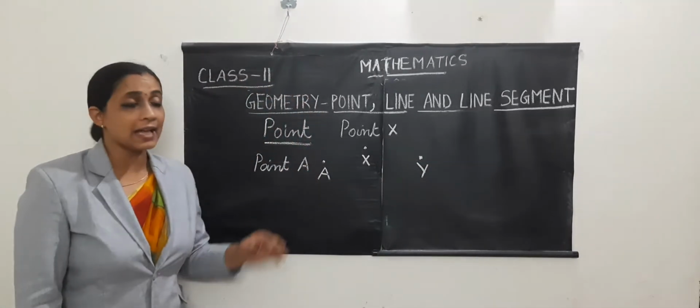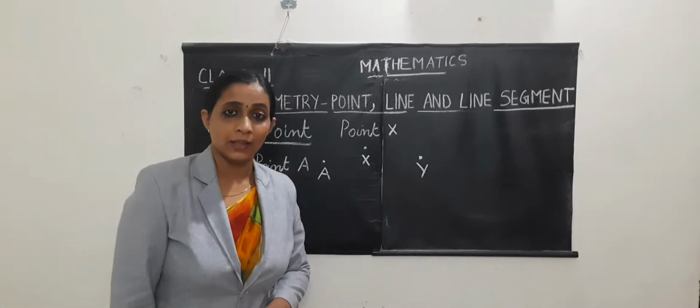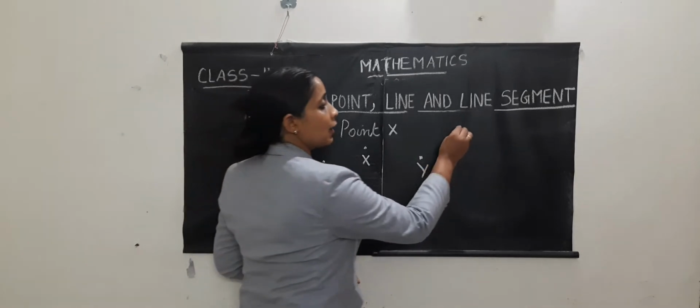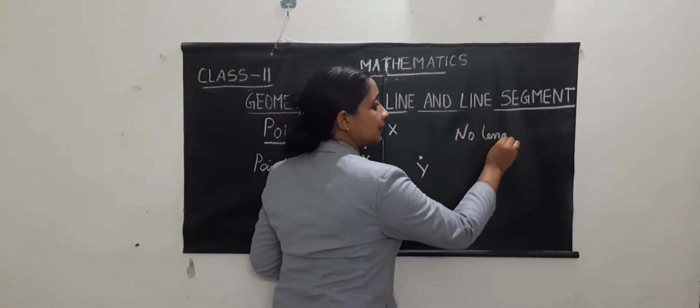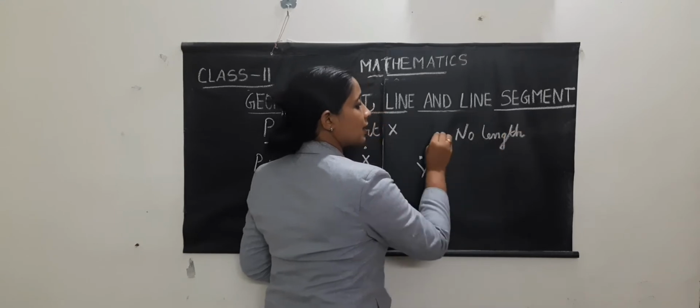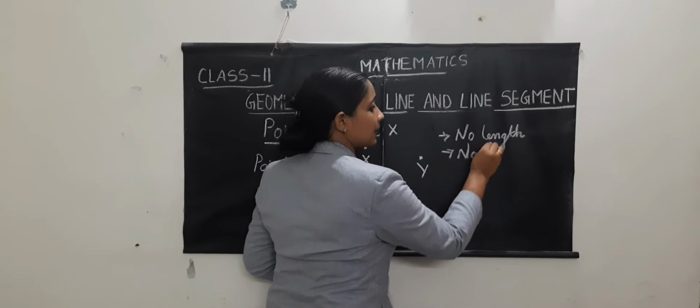A point has no length or breadth. A point has no length and no breadth.